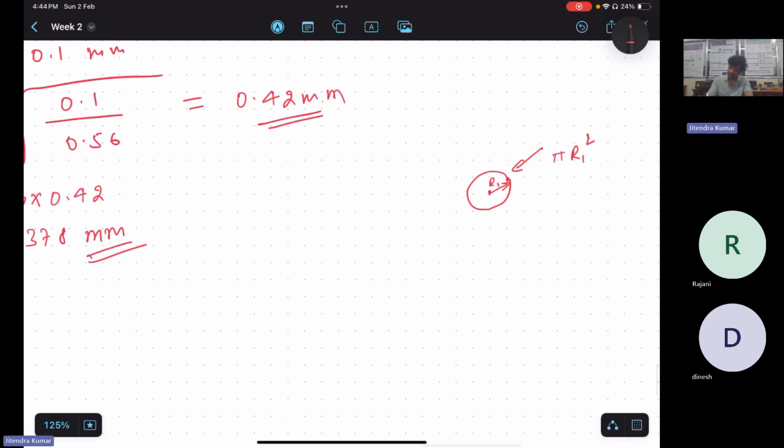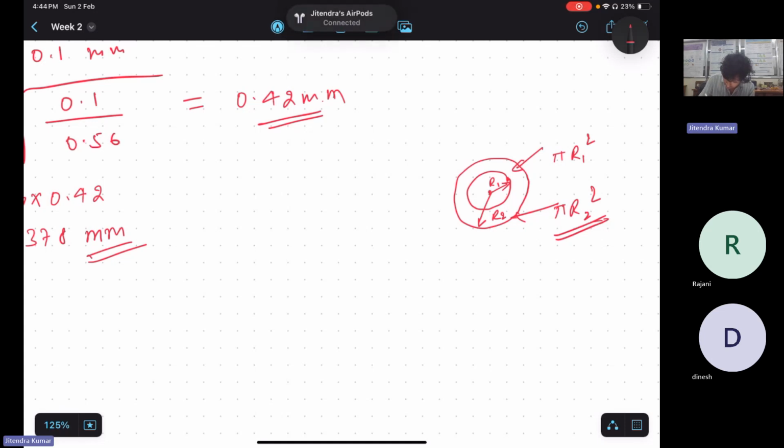Now, again, you have another circle with radius R2, and you calculate pi R2 square. If you just want the cross-sectional area, then you can do pi R2 square minus pi R1 square. Okay, you are getting my point? But that is not the scenario here.